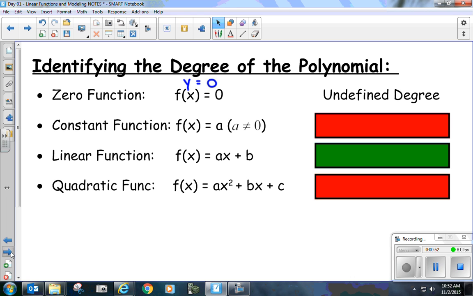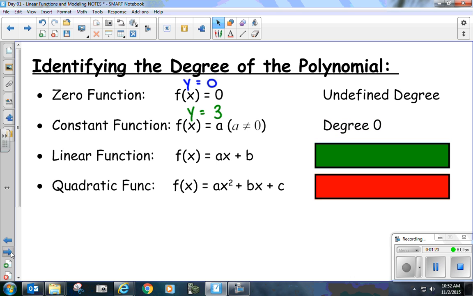Now, as far as a constant function goes, again, it's the same thing as saying y, and let's pick a constant like the number 3. Okay? Now, it says f of x equals a, and a is some constant here, but a cannot be 0. If a was 0, it would be the zero function. So again, a constant, y equals 3, that again is a horizontal line. But that does have a degree. That is not undefined. That actually has a degree of 0. Right?